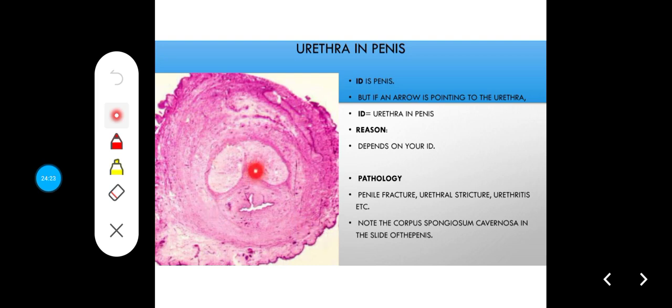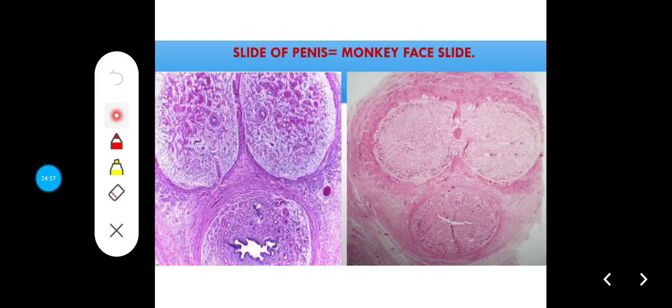So the penis contains erectile tissue. That's one of the major things that you use to identify it, and it has this kind of monkey face appearance. So the corpora cavernosa looks like the eyes of the monkey, and then the mouth, the urethra, and the corpus spongiosum. The pathologies of the penis include penile fracture, etc. So note the corpus spongiosum and cavernosa in the slide of the penis.